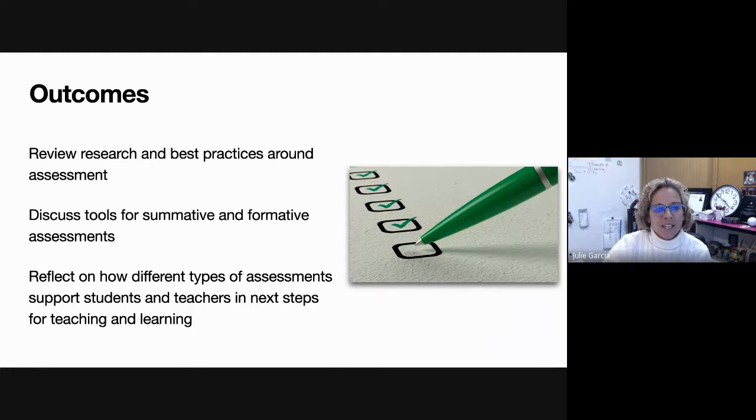So today, the outcomes are that we want to review a little bit of research around formative and summative assessments. We're going to discuss some tools and ideas for summative and formative assessments, and then reflect on how those assessments support teachers and students in teaching and learning. All of these pieces are part of a cyclical approach to our instruction. It's not something we do at the end of the week or at the end of the school year to see how things go.